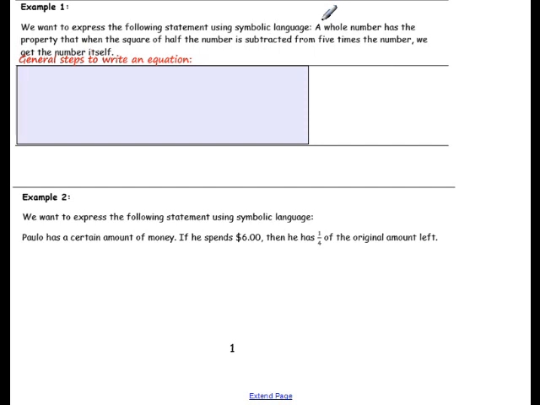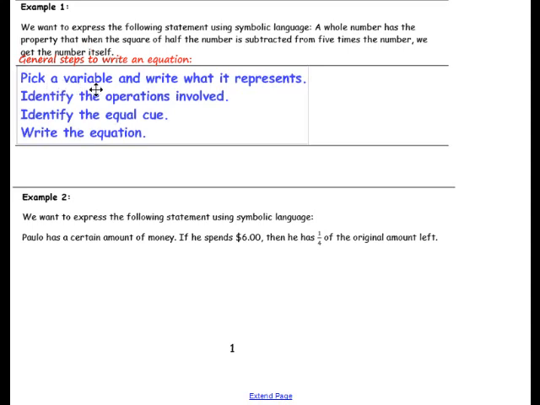So our statement says, a whole number has the property that when the square of half the number is subtracted from 5 times the number, we get the number itself. Okay, our goal is to transcribe this statement into an equation. Here are the general steps to writing an equation. We'll pick a variable and write what it represents. We'll identify the operations involved. We'll identify the equal cue. And then we'll write the equation.